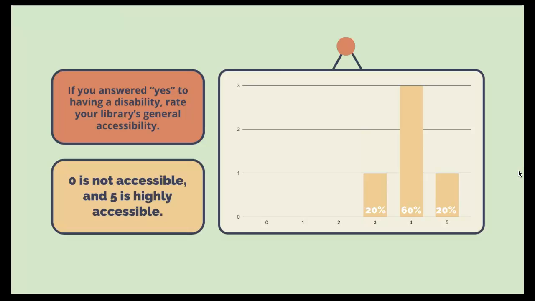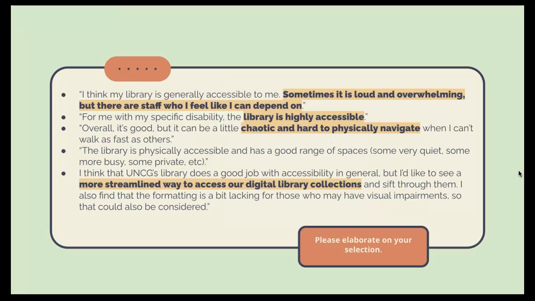So the first one is, if you answered yes to having a disability, rate your library's general accessibility. So of the people that responded, 3 people said a 4, and the scale again is 0 not accessible, 5 highly accessible, whereas 1 person said a 3 and 1 person said a 5. So that was an interesting spread. And then on top of that Likert scale, there was an option for people to elaborate, and these were some of the elaborations that were given.